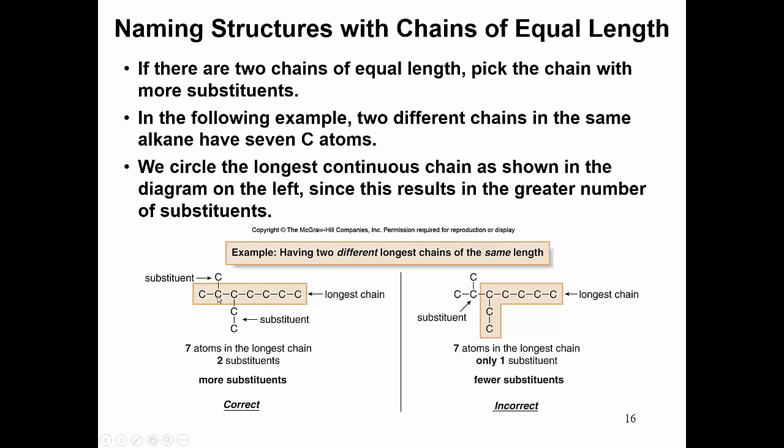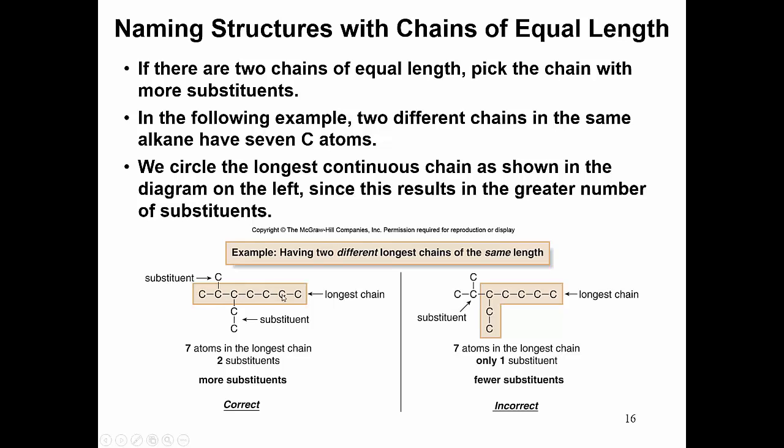You want to see how many substituents, or that is branches, there are off of the longest chain. This one has two branches off of this long chain, and this one has only 1 branch. So who wins? Well, the longest chain that has the most substituents, 2 versus 1. The one with the most substituents wins. So the rich get richer here.